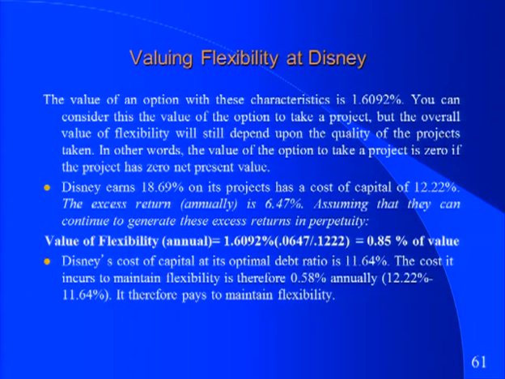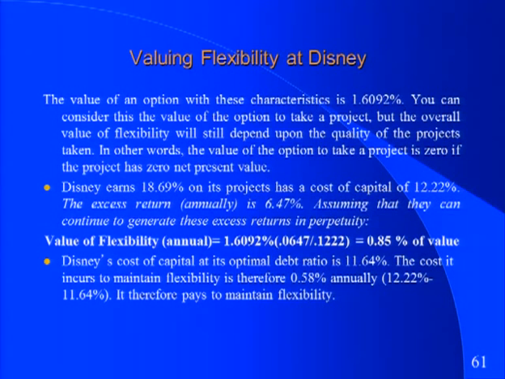And in this case, here's the final piece of the puzzle. At the time that I looked at Disney in 98, they were earning an excess return of 6.47% over and above their cost of capital. Remember, the cost of capital is 12.22%. They were earning 18.69%. I'm going to assume that a new project, if it comes along, will continue to earn that same excess return. That's key to valuing this option, because the option to take zero net present value projects is worth nothing. The option to take negative net present value projects is even worse. It's only if you have good projects that I'm going to give you license to hold back excess debt capacity.